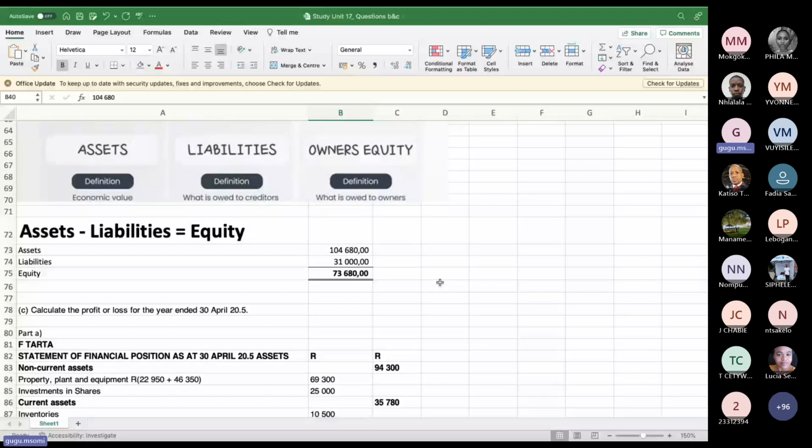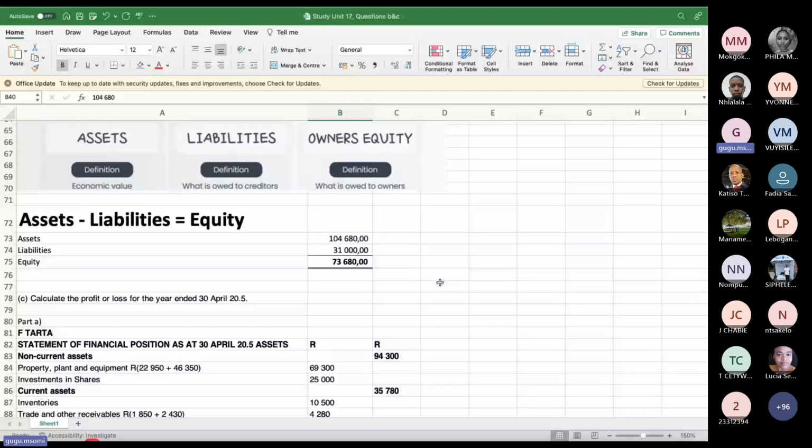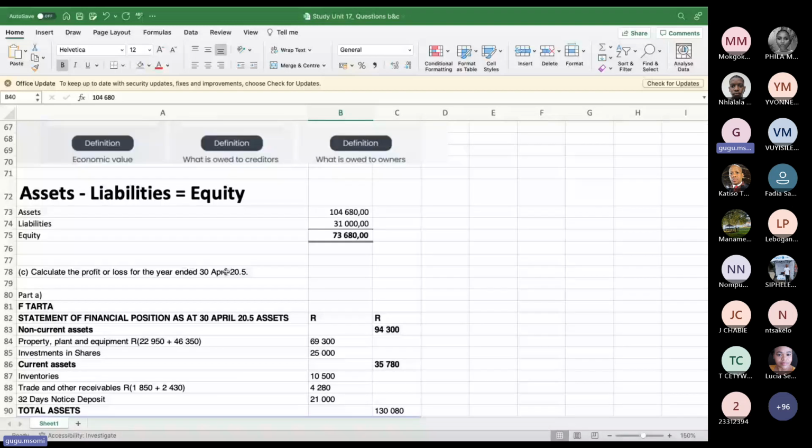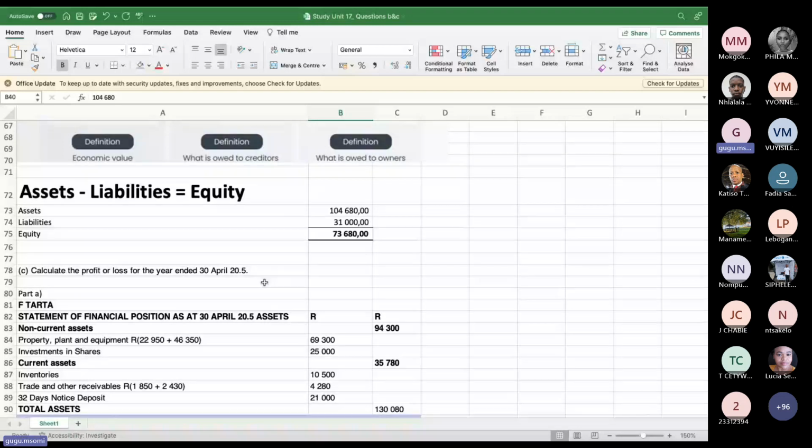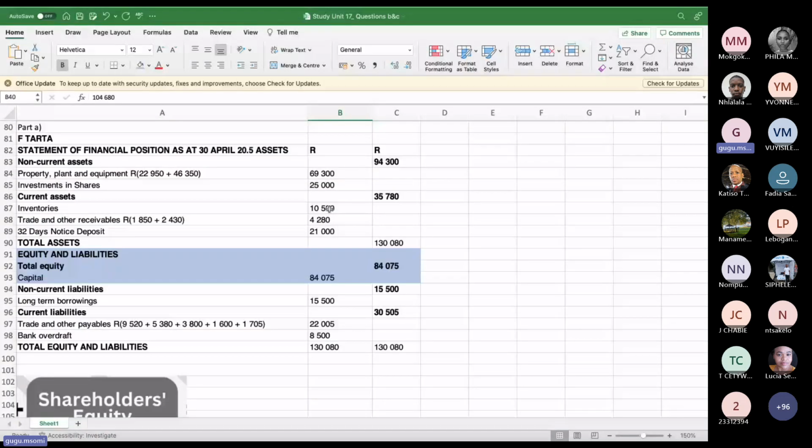Cool. I'm guessing that's a yes. And then the last part of the question is calculate the profit or loss for the year ended 30 April 2015. So if we just recap, this is 2005. So if we recap part A, what we did was we plotted all our assets and our liabilities, and we had equity as the balancing figure.